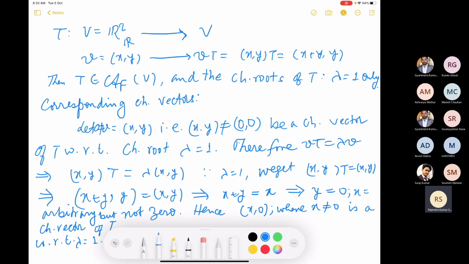So the characteristic vectors here: every vector (x, 0), where x is not 0, is a characteristic vector for this. So we take one more example, and then we shall move to something else. Now let us take this example.